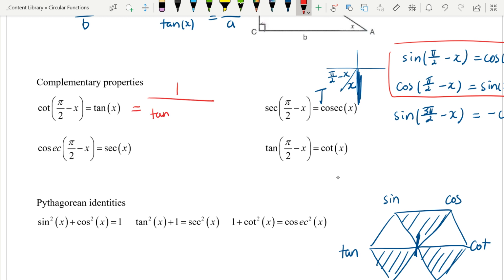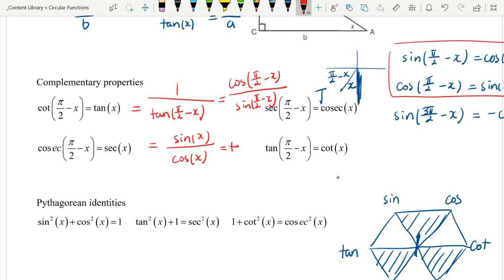1 over tangent of pi over 2 minus x, right? And tangent is sine over cos, so 1 over that will be cos over sine. And then what's cos of pi over 2 minus x? That's sine x. What's sine of pi over 2 minus x? That's cos x. And that's why that's tangent x.